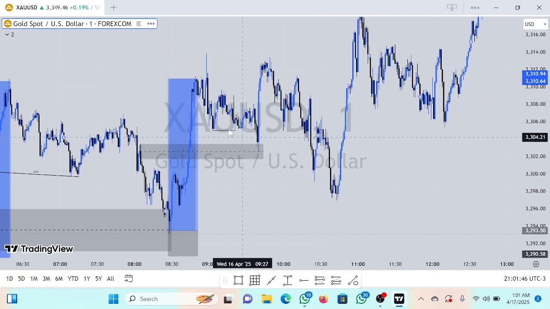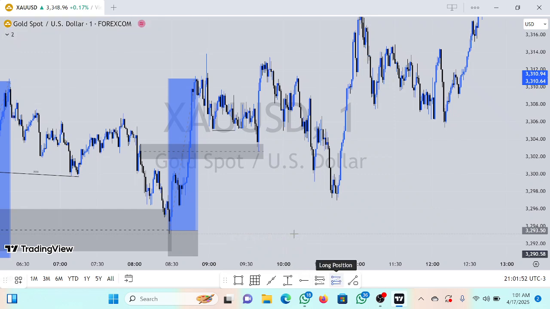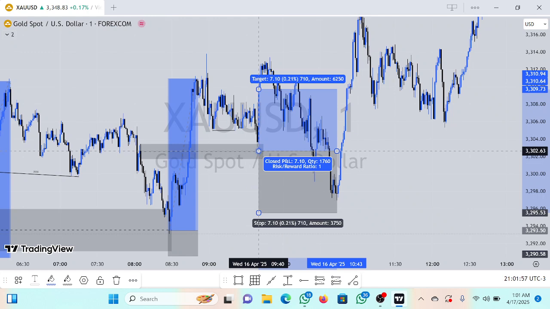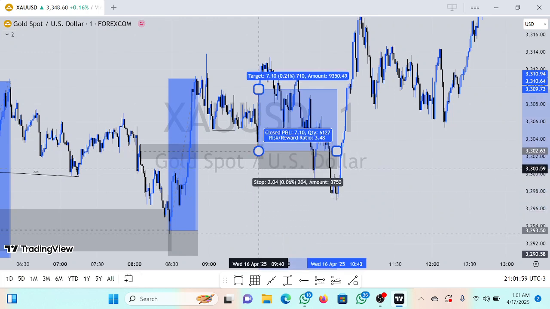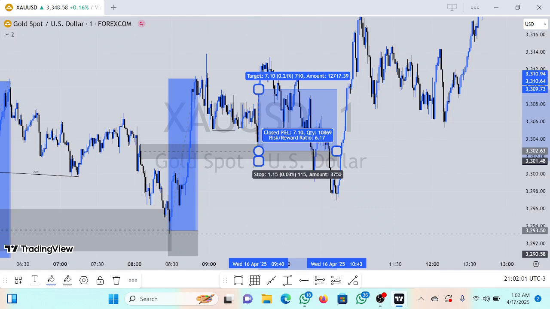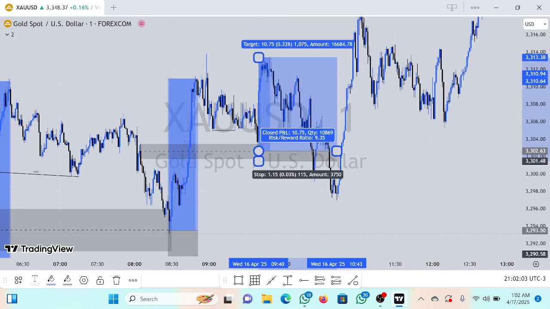This double bottom made me buy, but I targeted close to this high. It was a scalp trade, because I know my main entry was actually the block downward. So I scalped to this zone.